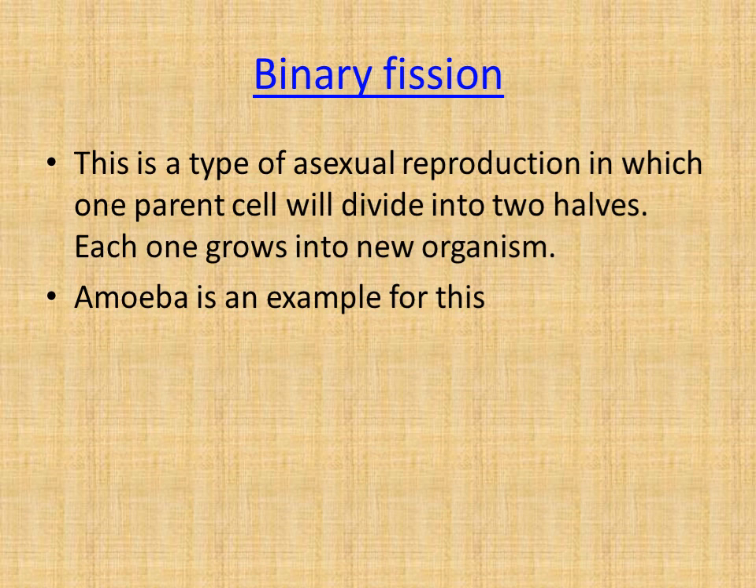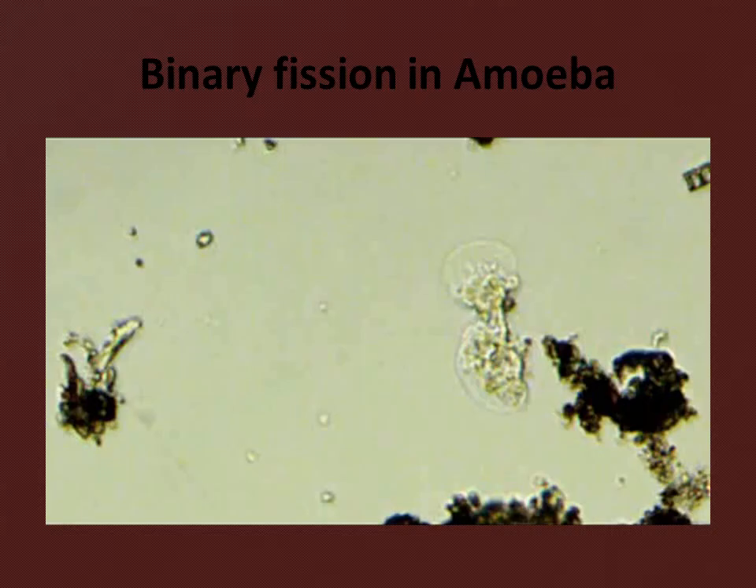What is binary fission? This is a type of asexual reproduction in which one parent cell will divide into two halves. Each one grows into a new organism. Amoeba is an example for this.